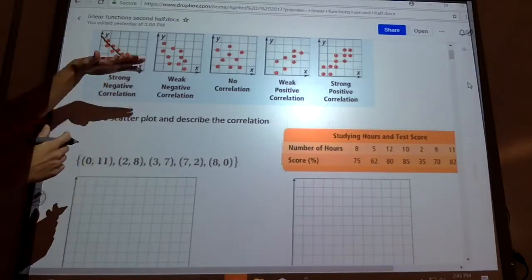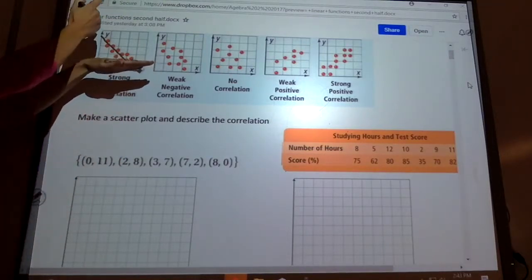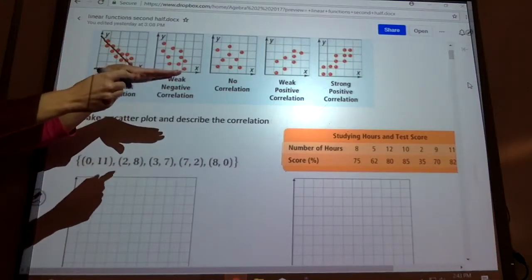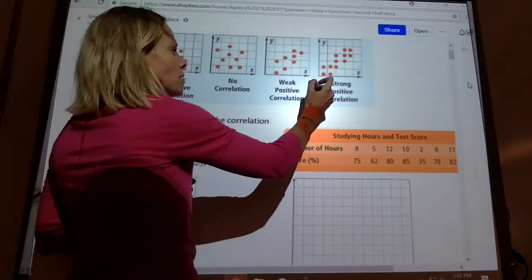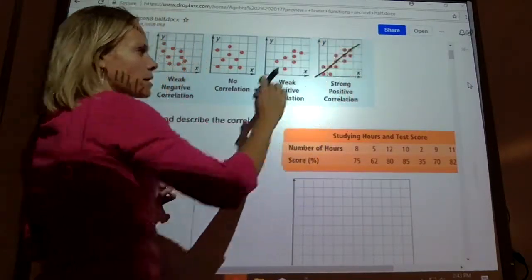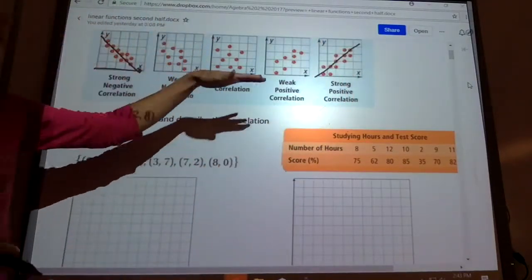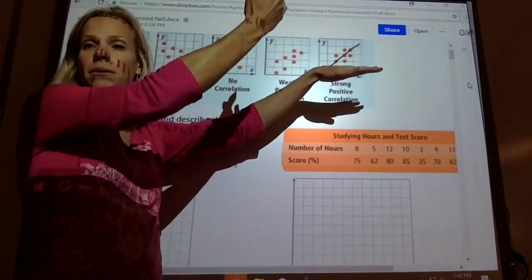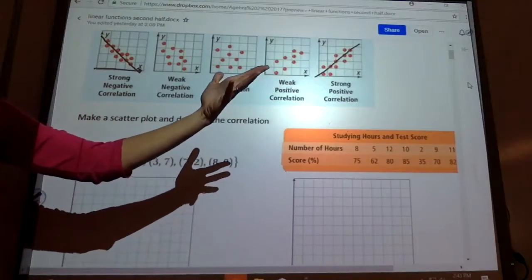So example, the more I exercise, what's going to happen to my weight? It's going to go down. That would be a negative correlation. A positive correlation, your line's going to go up. So if I sketched in my line of best fit, it's going up. A good positive correlation would be the more I study, the better my quiz is going to be. That would be a positive correlation.